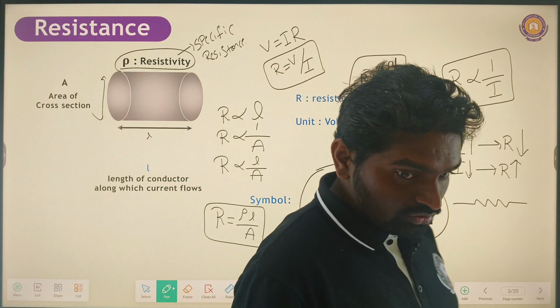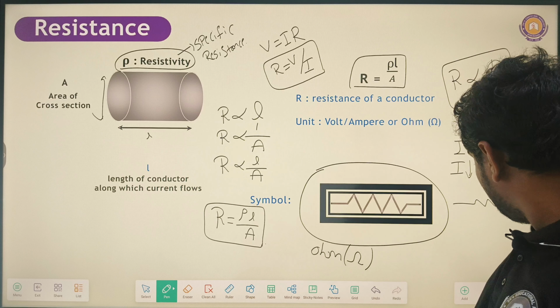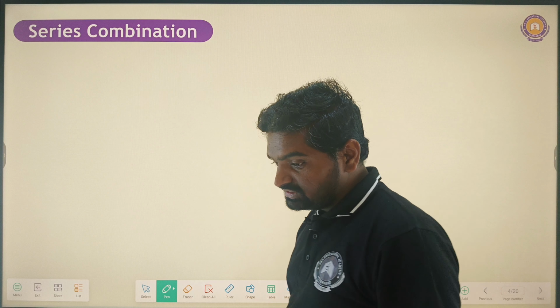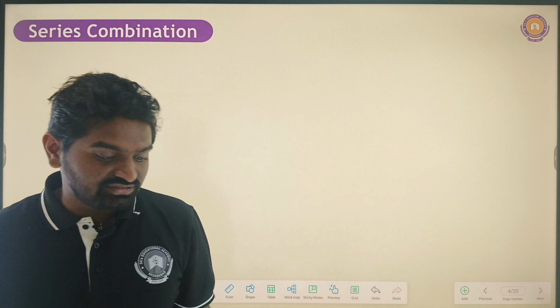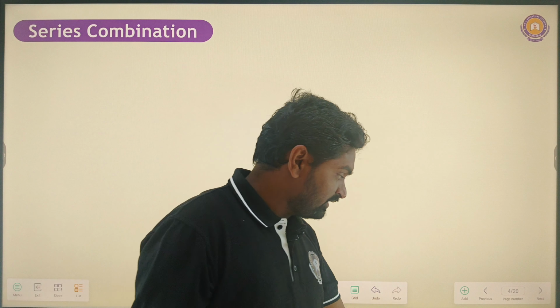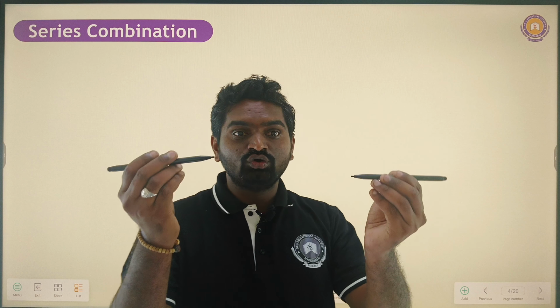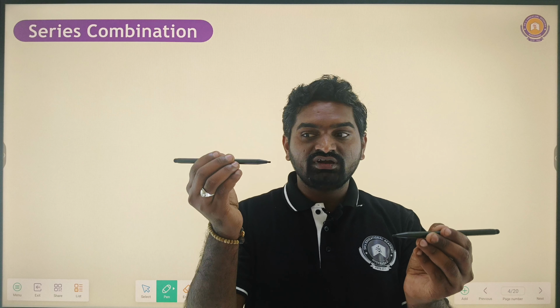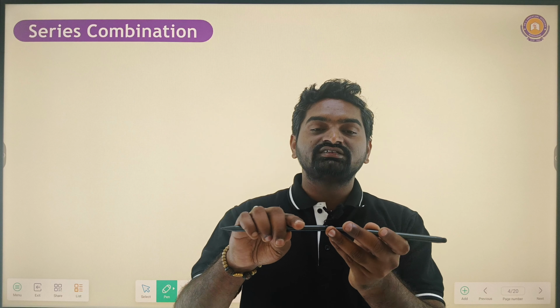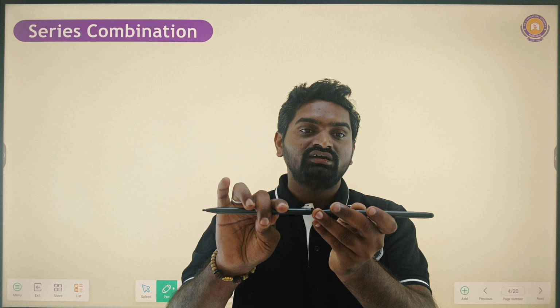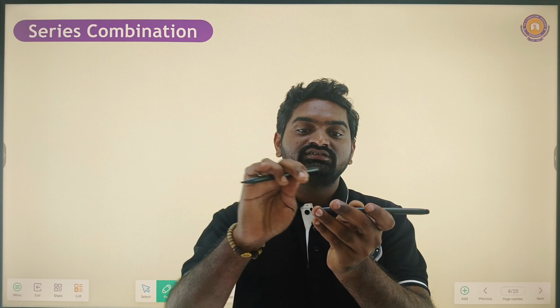Now let's continue with the series combination first. Series combination means, suppose we have two conductors, this one is 1, this one is 2. If one end of the conductor is connected to the other end of the other conductor, this combination is called series combination.